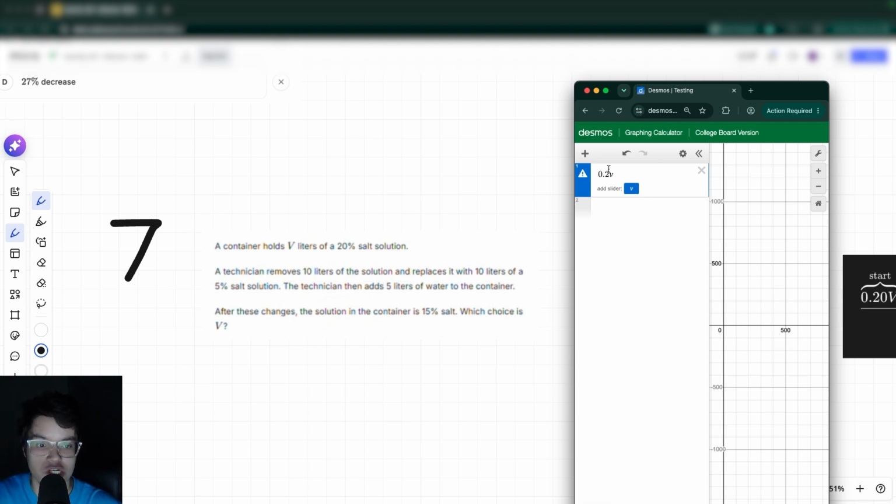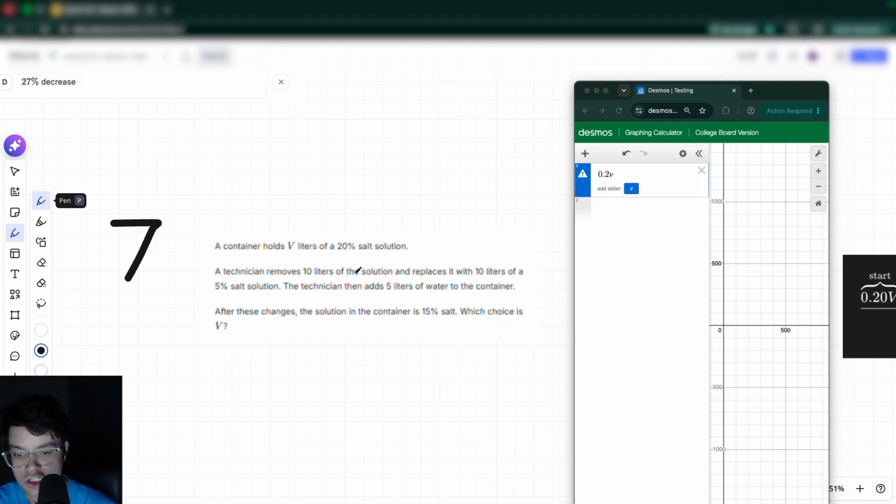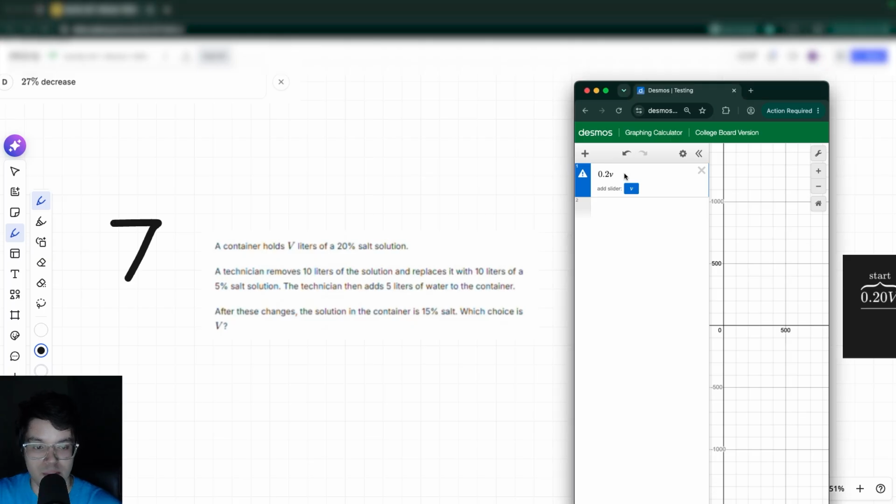But for this, what we can do is have a fraction where we have the amount of salt on top and then the total amount of stuff at the bottom. So it says here removes 10 liters of solution. So we can write that by saying minus 10 times 0.2. If you're curious why it's times 0.2, it's because this is the amount of salt in solution. They're subtracting 10, but out of that 10, 0.2 of it will have the salt included. And then it says replaces it with 10 liters of a 5% solution.